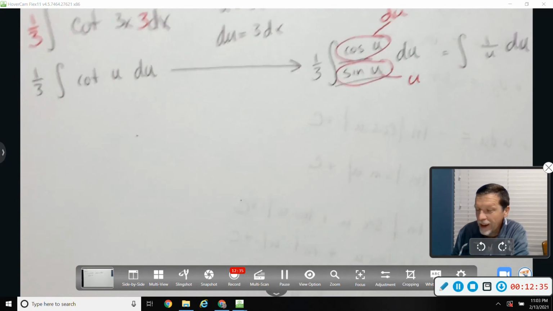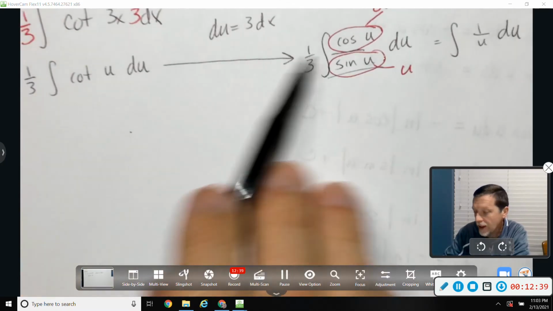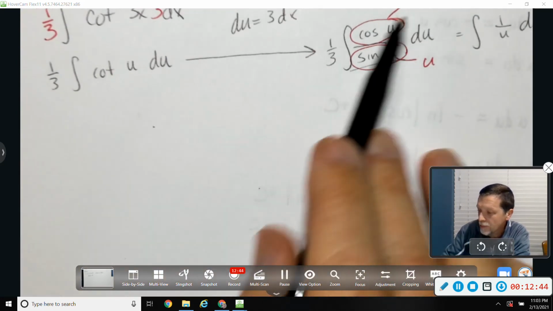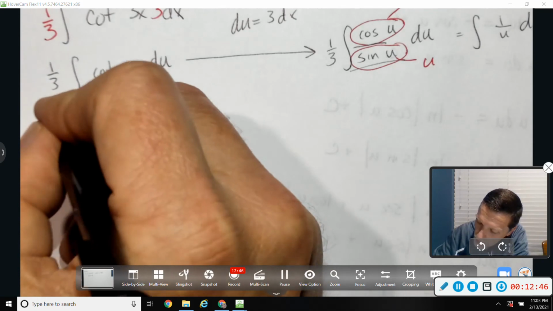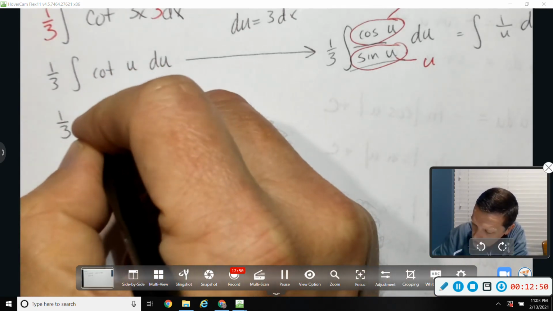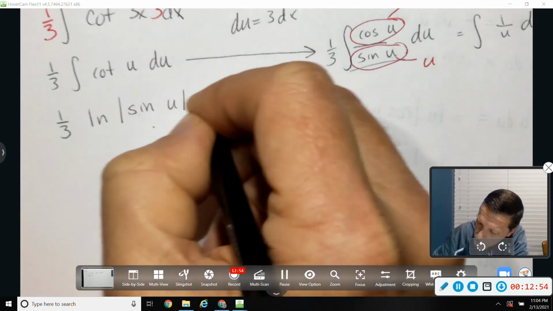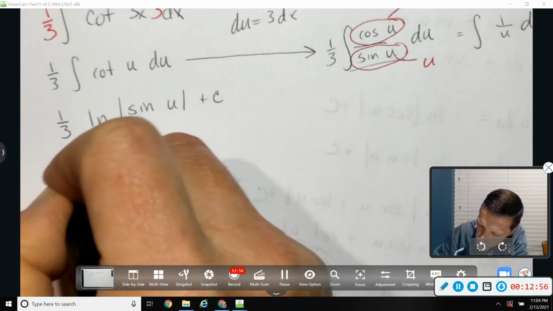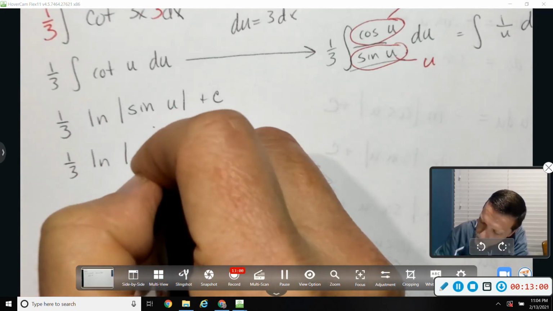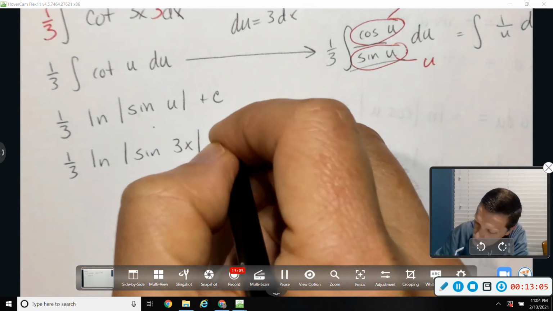That's really the way I do it, because I don't have this one memorized really well, because I know I can figure it out. I can rewrite it as cosine over sine, and then I know it's natural log something, and then I can figure it out from there. If you have it straight memorized, then you're just going to know that it's natural log of the absolute value of sine of u plus c. So 1/3 natural log, absolute value, sine of 3x plus c.